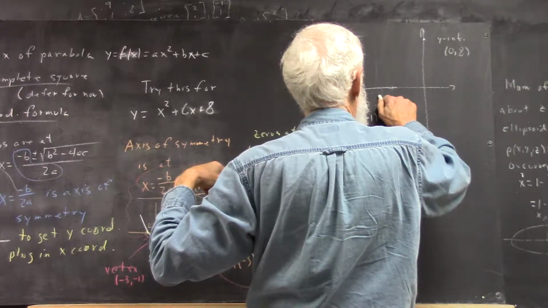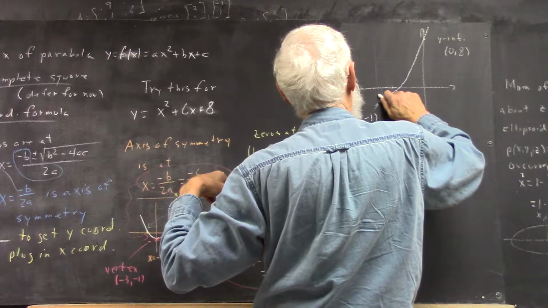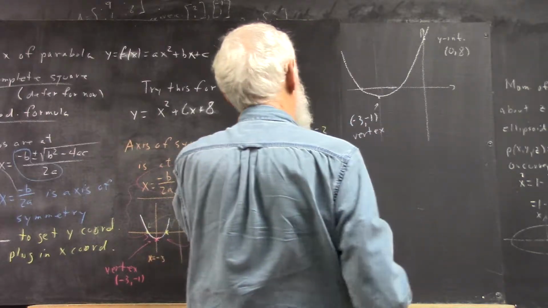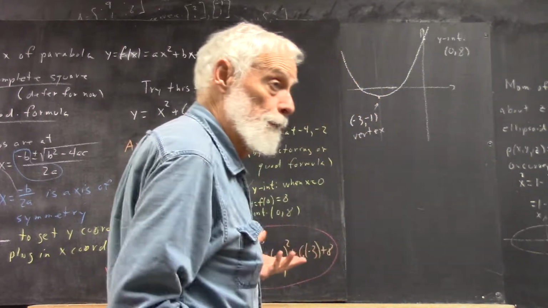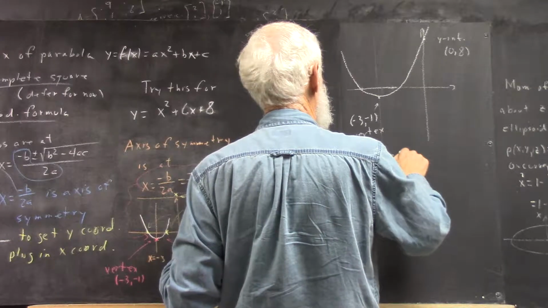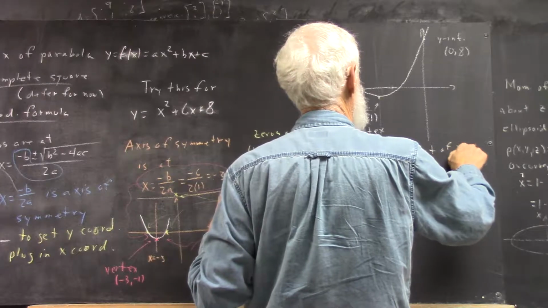So the parabola opens kind of like this, and then comes over here very similarly. There's our parabola. So what's the range? Negative 1 to infinity. Yeah, it's a set of y values.